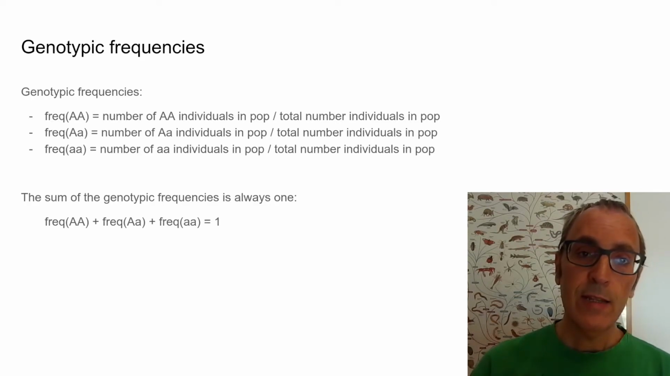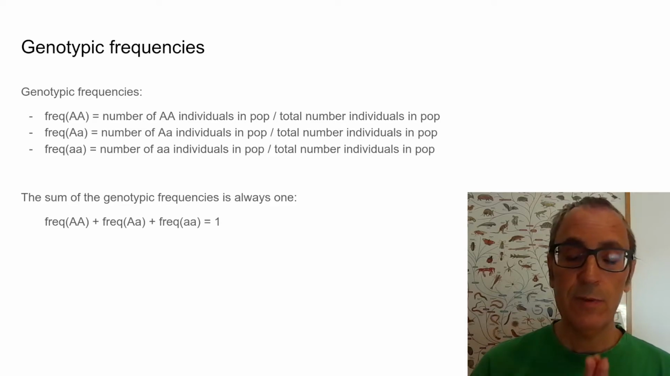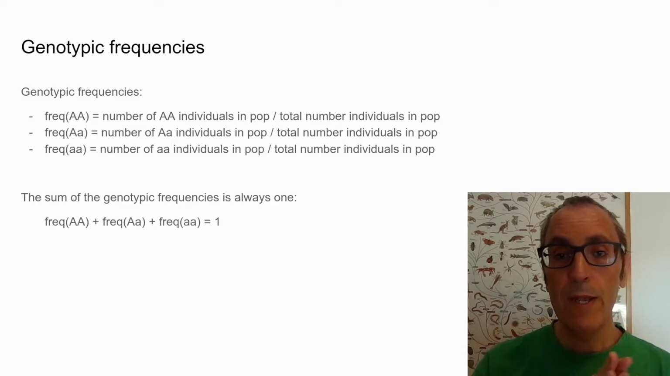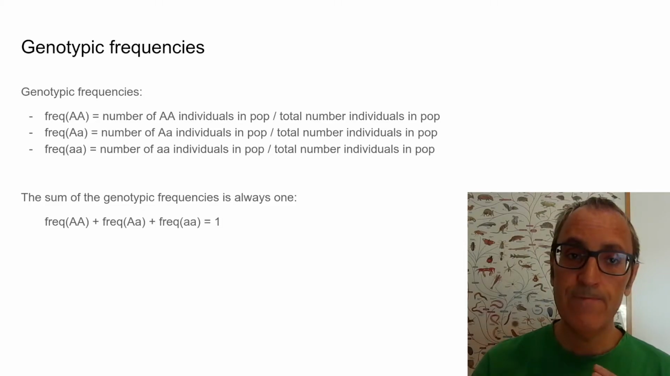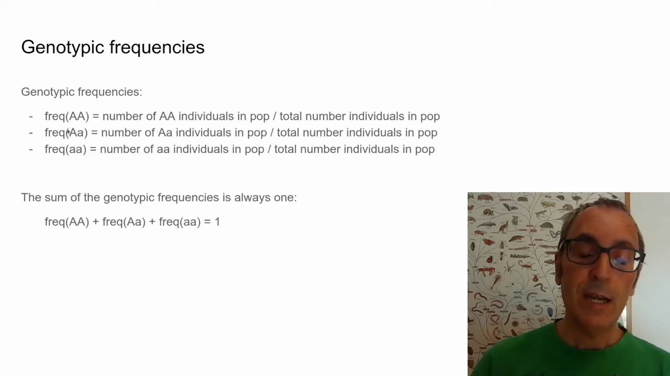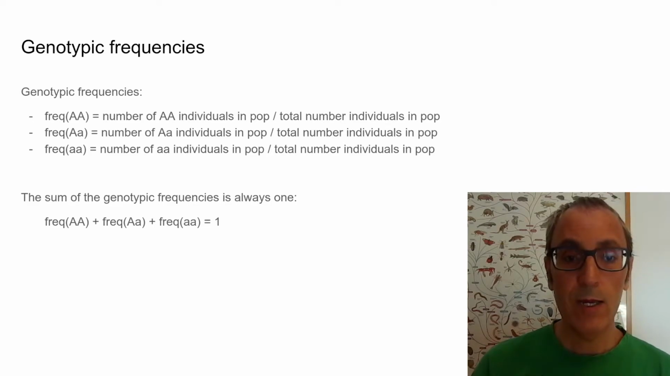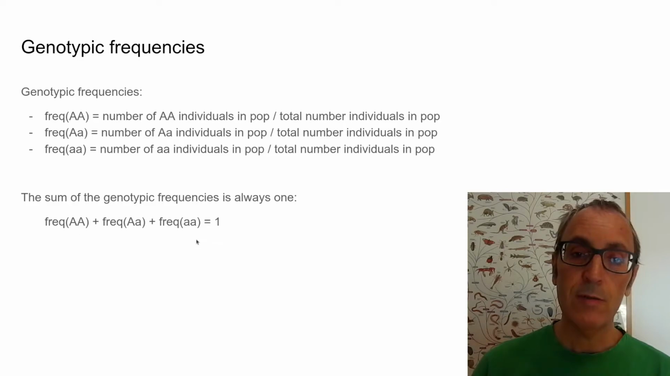We can calculate again the genotypic frequencies. The genotypic frequencies will be, we count how many individuals we have for each kind of genotype, and we divide it by the total number of individuals. Those would be the genotypic frequencies. Of course, again, if we sum up all the genotypic frequencies, they will always be 1. Why? Because every individual should have one of these genotypes. That is why when we sum up the genotypic frequencies, we have a sum of 1.